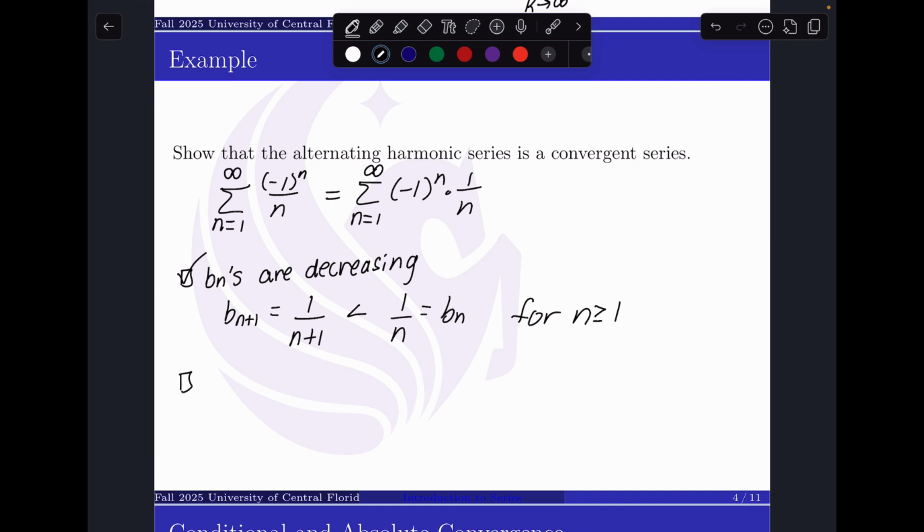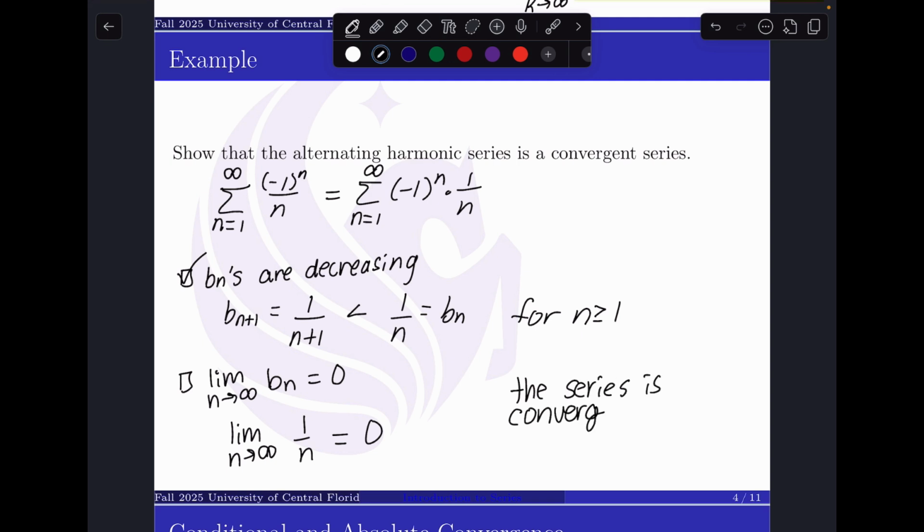The second thing that I need to check is that the B sub n's are decreasing to 0, i.e. limit as n goes to infinity of B sub n is equal to 0. So I check that. Limit as n goes to infinity of 1 over n. This is in fact 0. So we can say that the series is convergent by the alternating series test, which we can abbreviate AST for alternating series test.